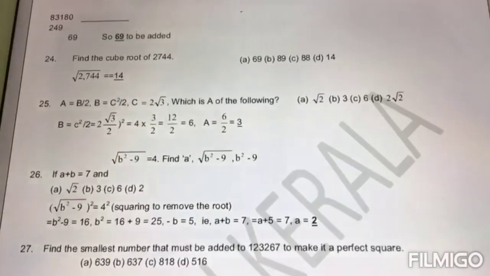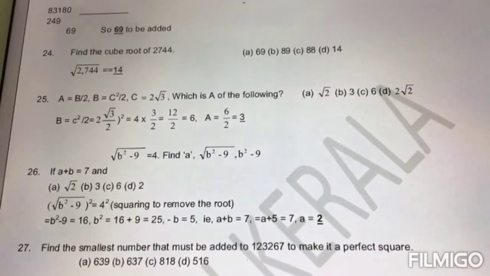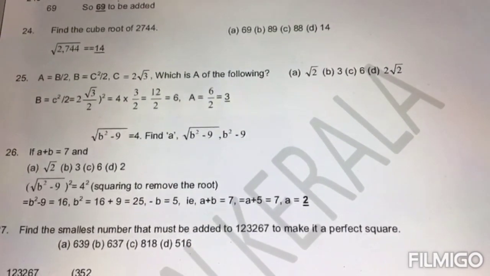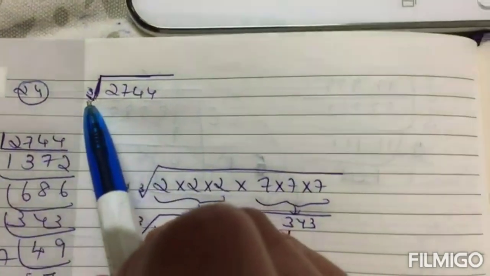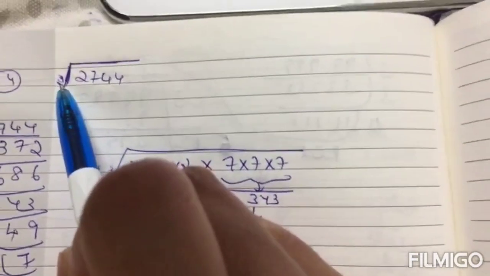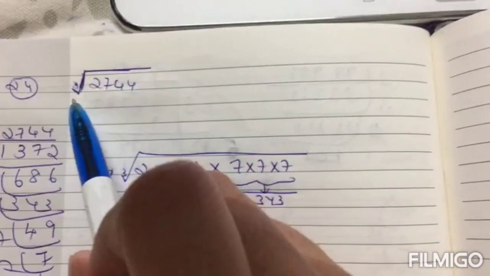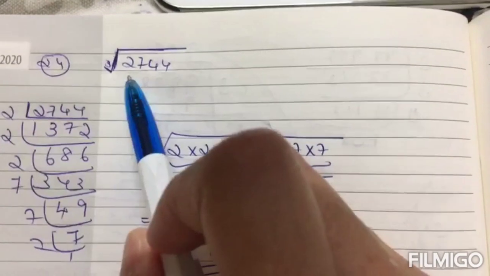Alright, so let's move on to number 24. Find the cube root of 2744. Let me show you how to find the cube root. First of all, we write the cube root like this. Same as a square root sign, but we write a small 3 here. That is the difference between square root and cube root. When you see a small 3, that is called cube root.